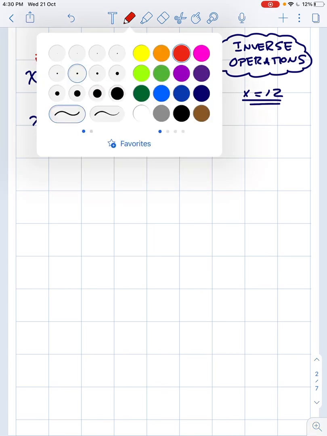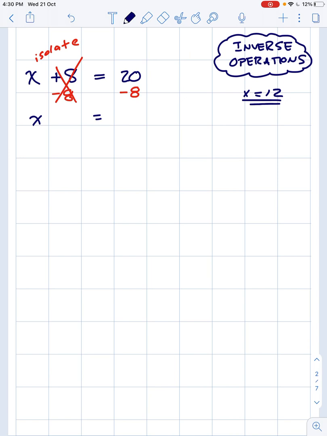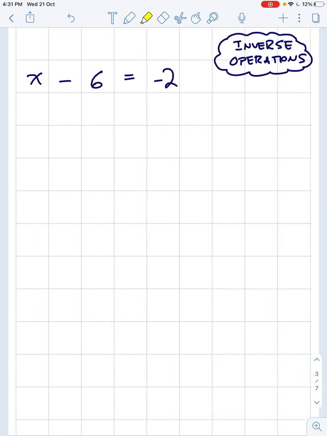And then once you do that, you're left with just the x on the side. I could write plus 0 if I wanted to, because that's what 8 minus 8 is going to be. But x plus 0 is just x, so I'm not even going to include that 0. But on the right side, I get 20 minus 8, which is 12. So the inverse operations that you're seeing here are the minus 8 on both sides. All right, let's try another one.